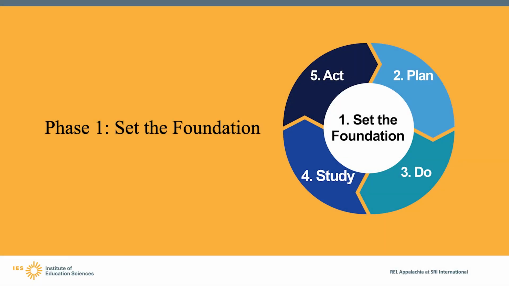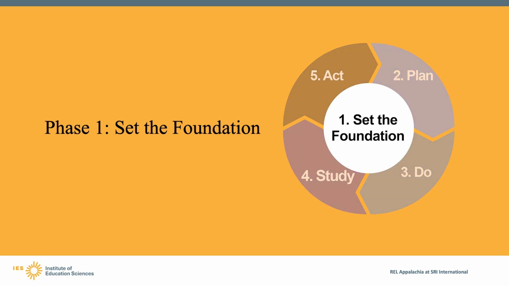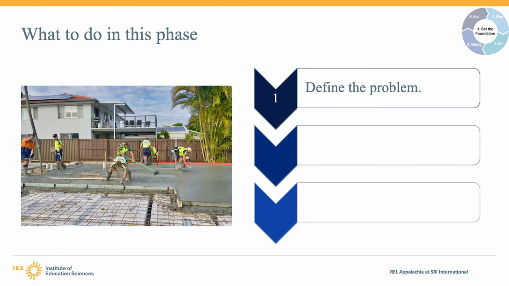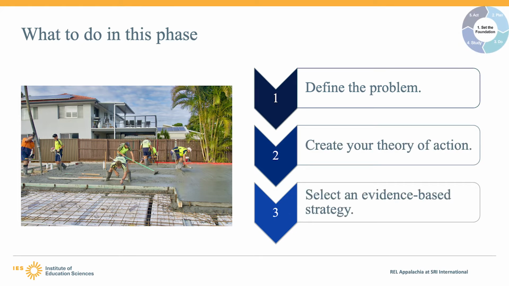Taking time to fully examine school data and context is essential for continuous improvement. This phase helps you and your team set a strong foundation for improvement, as a weak foundation can lead to failure in one or more critical components. To set the foundation, you and your team should define the problem of practice, create a theory of action, and select an evidence-based strategy. Next, we'll describe each of these steps in more detail.